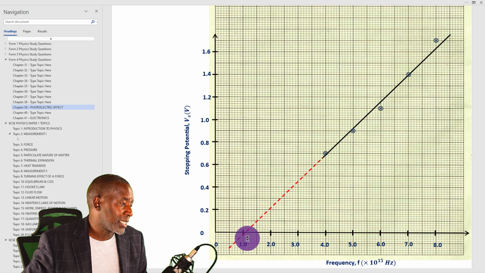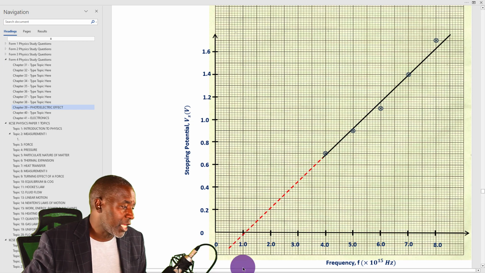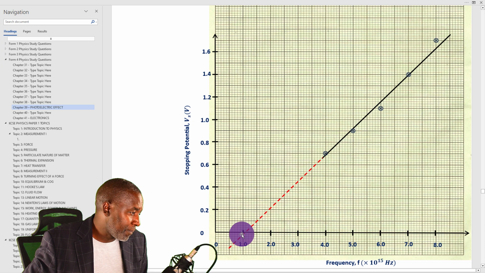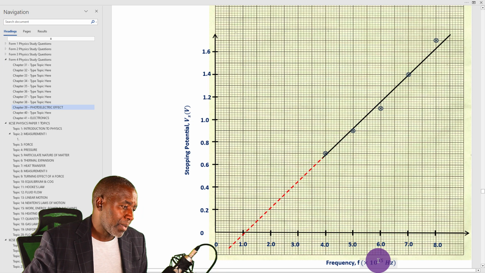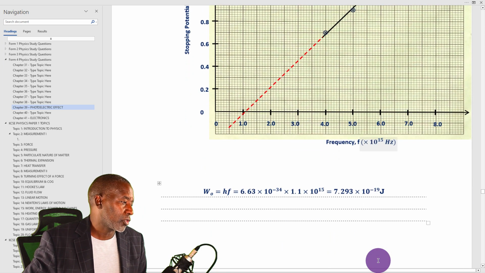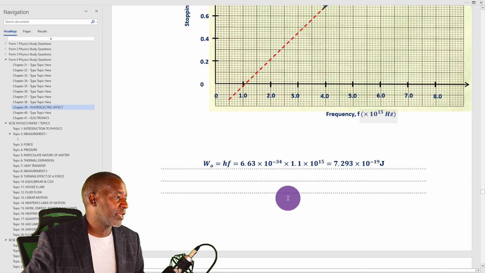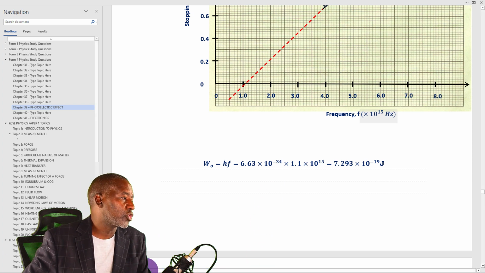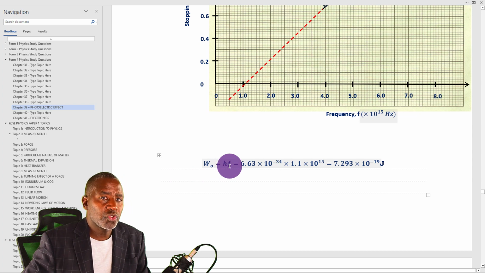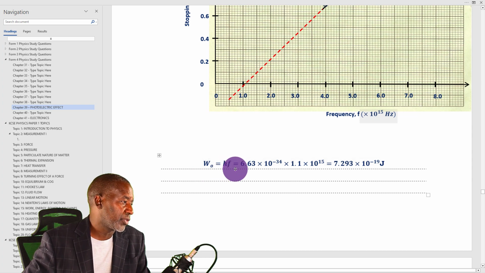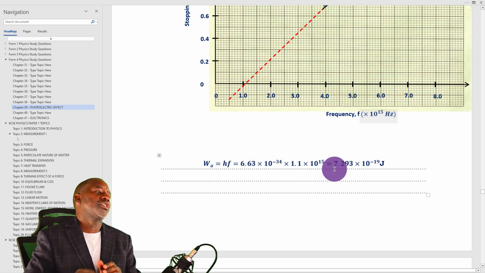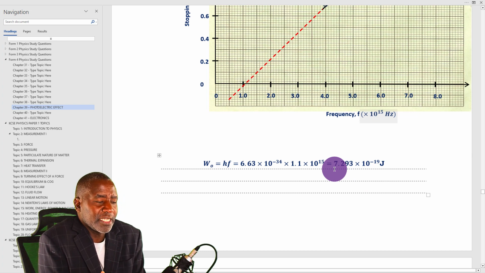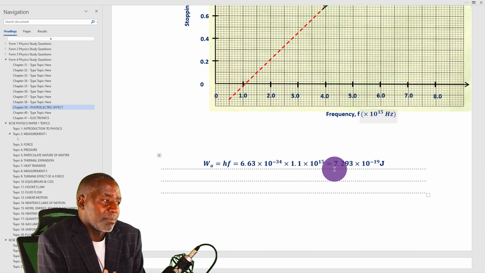Of course, we must get the threshold frequency, which in this case appears to be like 1.1 by 10 raised to power 15 Hz. So, when it comes to calculating the work function, it will be equal to Planck's constant times the threshold frequency. I should have put a note here showing that that is the threshold frequency, and that work function is 7.293 by 10 raised to power minus 19 joules. You can verify that one by yourself later on.